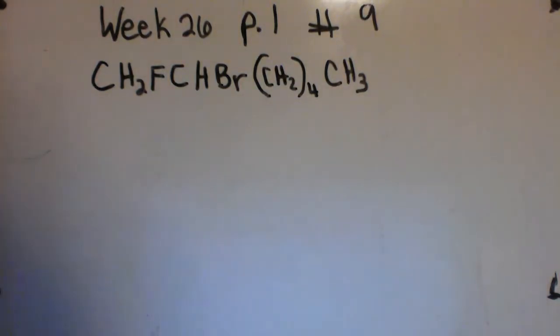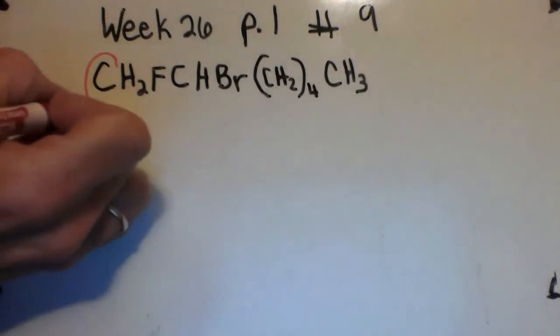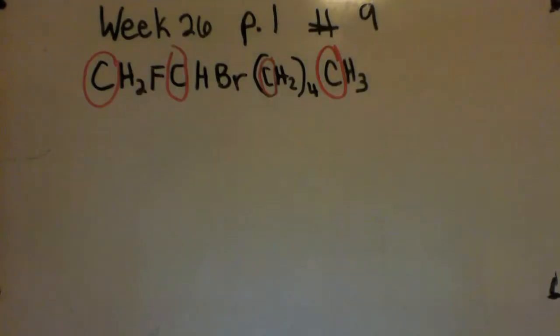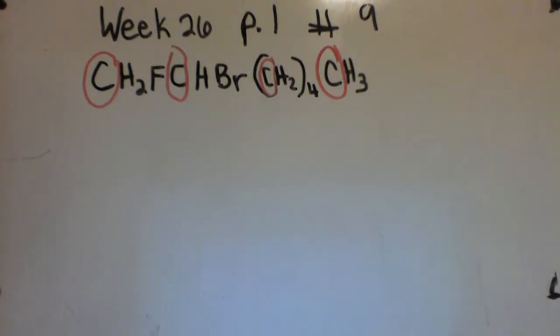This is week 26, page 1, number 9. Draw a structural formula, then name the halocarbon with the following condensed structural formula. Now, the first thing we're going to do when we look at one of these condensed structural formulas is find all of the carbons. I circled the carbons in red.